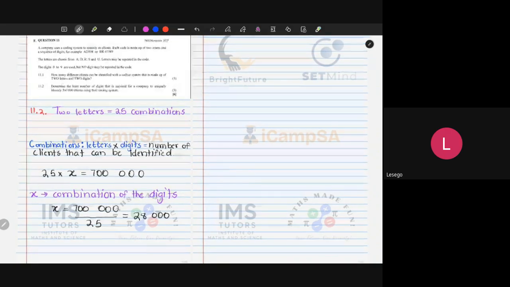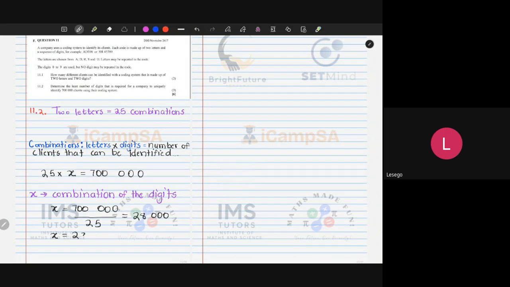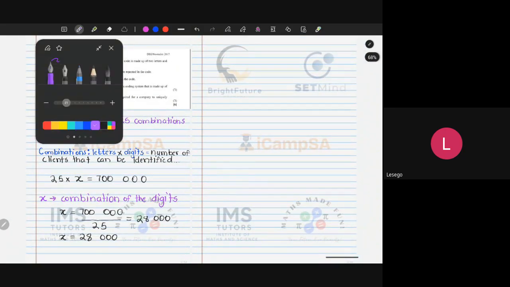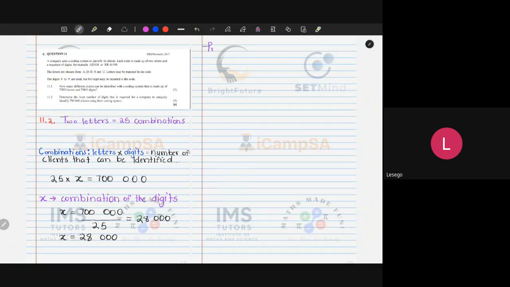Now let's pause and think what the 28,000 means. X equals 28,000. Anyone who wants to tell us what the 28,000 stands for in your understanding? Remember, what wins, guys, is understanding. So the 28,000 says that when we formulate our PIN for the digits, we need to get at least 28,000. So to answer that, we are going to do a trial and error.